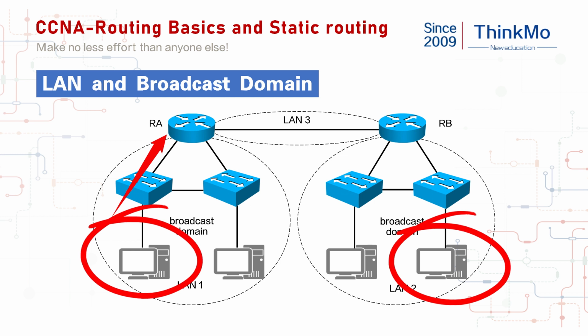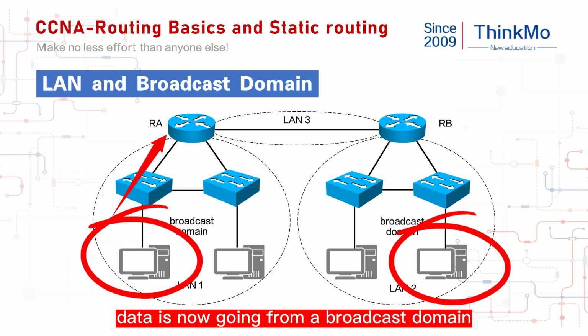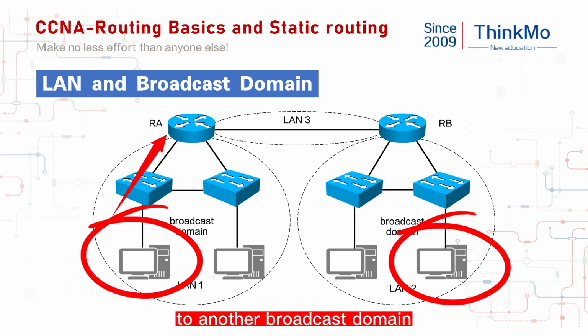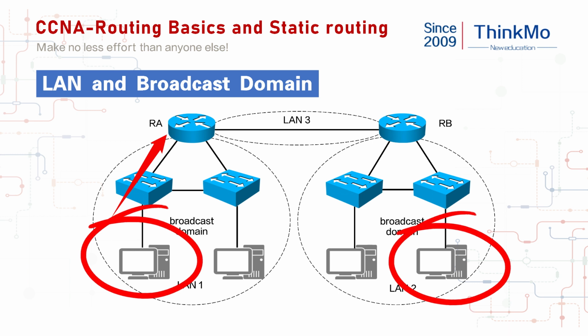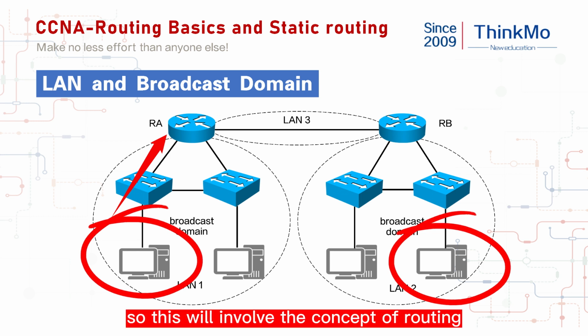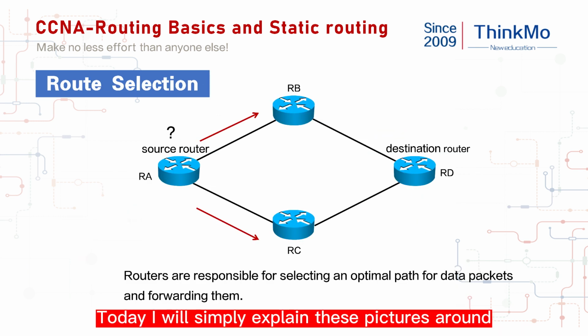This is the same. Data is now going from one broadcast domain to another broadcast domain. Then it is impossible to communicate directly. We must rely on the routing function of the router to help us communicate. So this will involve the concept of routing. Today I will simply explain these pictures.